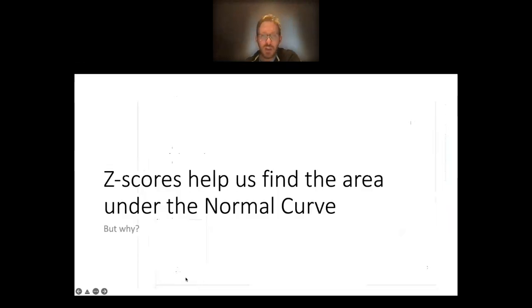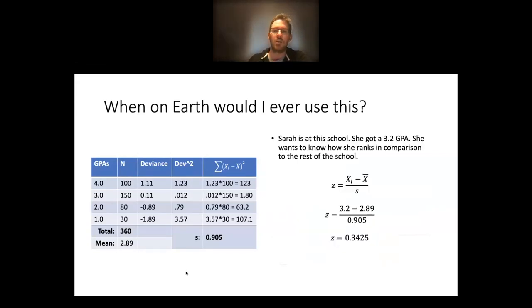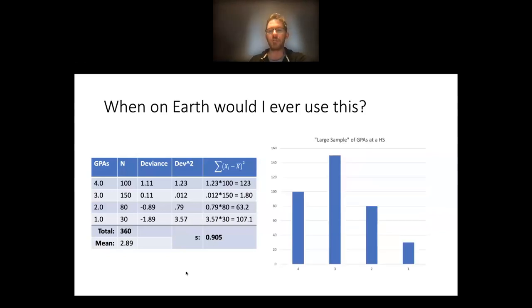So z-scores help us find the area under the normal curve. So when would we need to know this? Here is an example of a data set. This was the large sample of GPAs at a high school that we've been using. And I have the frequency distribution graphed on the right. So let's just pretend this is a normal curve.